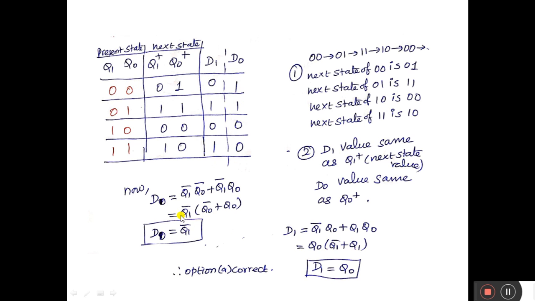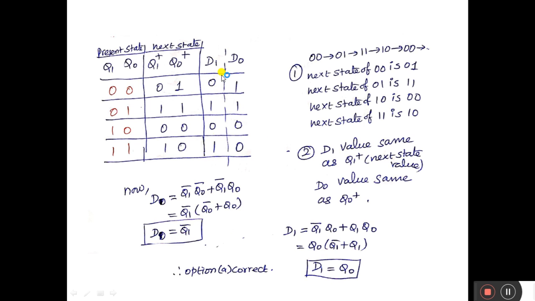So here common terms are Q1 bar, Q1 bar, so I can take it out. So now Q0 bar plus Q0. So Q0 bar plus Q0 become 1. So now D0 equal to Q1 bar.